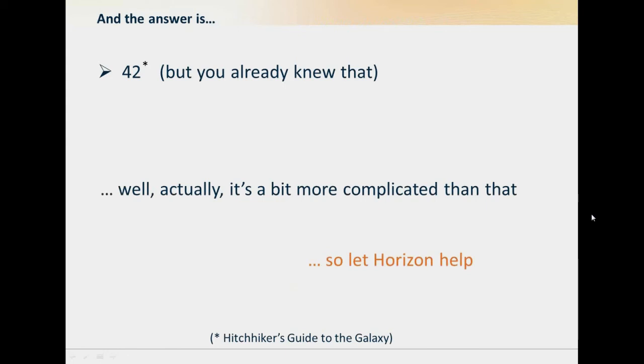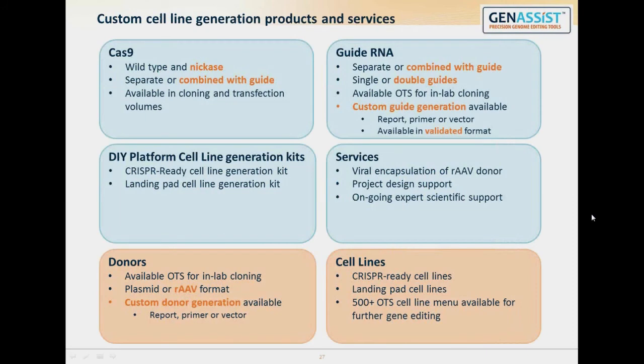So, what is the real answer? Well, for those of you that are fans of science fiction, the answer is 42, but you already knew that. Actually, what it really boils down to is that doing genome editing is a little bit more complicated than it might seem on the surface. So let Horizon help you. I think that's really what this boils down to. We offer services and products that Chris is about to describe to help you achieve your gene editing goals.